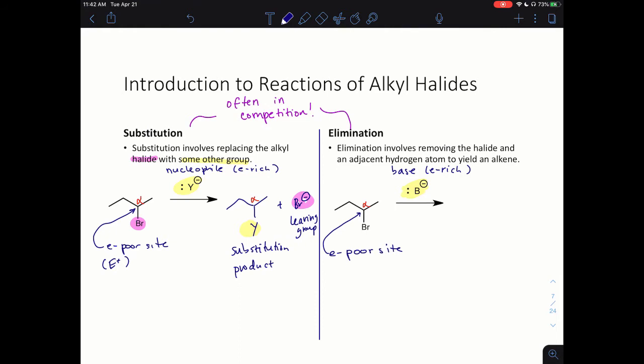So things can get complicated, but we're going to take it one step at a time. The base is the electron-rich species, and it is going to react with the electron-poor alkyl halide. But this time, we're going to observe an alkene. So the base is going to remove a proton from the beta carbon.